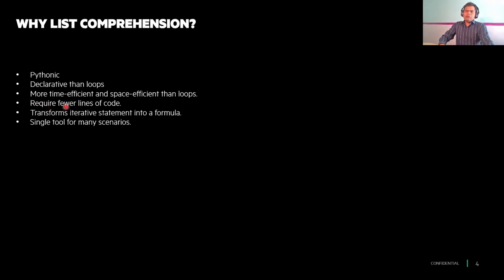Also, another thing to add here is that it requires fewer lines of code. In just one line, we are doing what we want to do. Again, we are just transforming iterative statements into a formula. It is very easy to update, and we can have another set of output. Also, it is a single tool for many scenarios. So I think we have lots of benefits, so we should be learning it in detail.